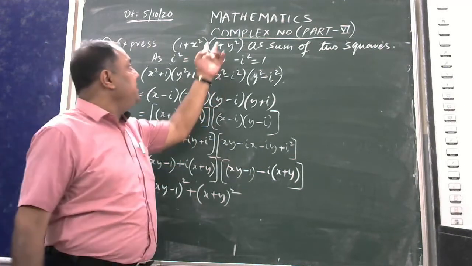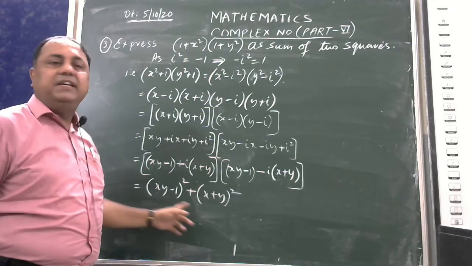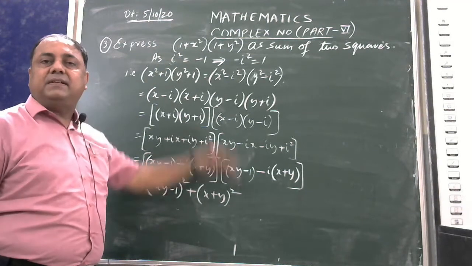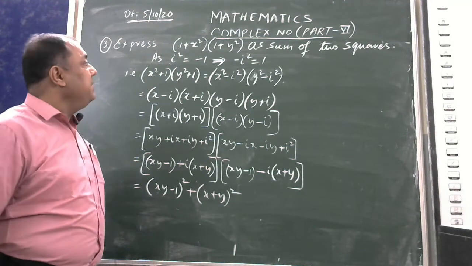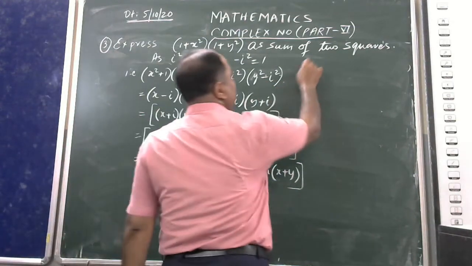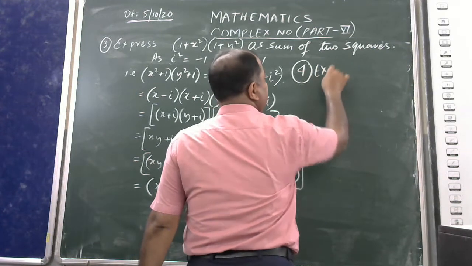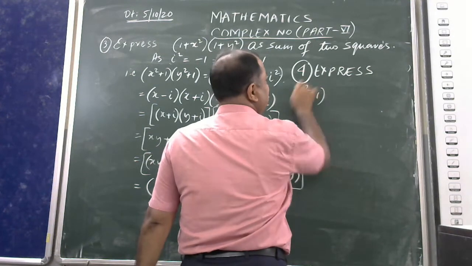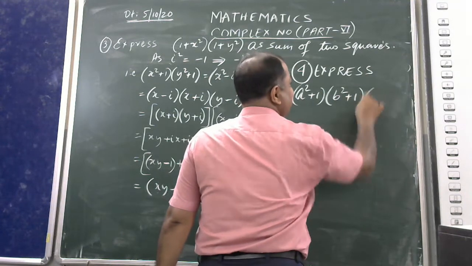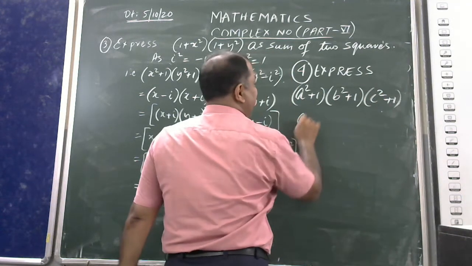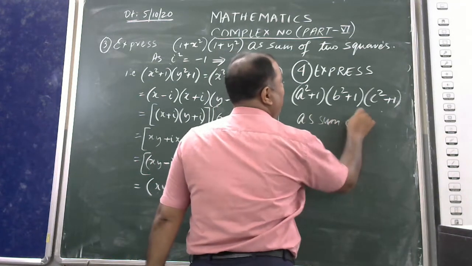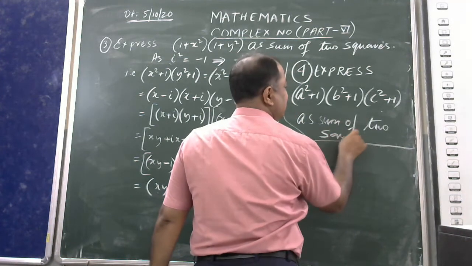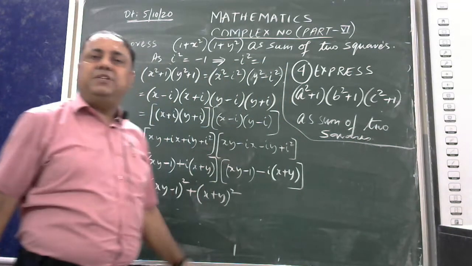I have expressed this given expression in the form of a sum of two squares by using the factorization technique. For you, I am giving an exercise, problem number 4. Express a square plus 1, b square plus 1, c square plus 1 as sum of 2 squares. All of you try this particular problem.